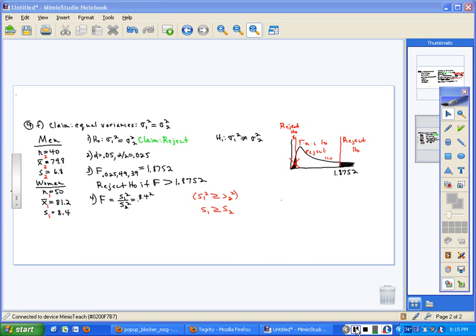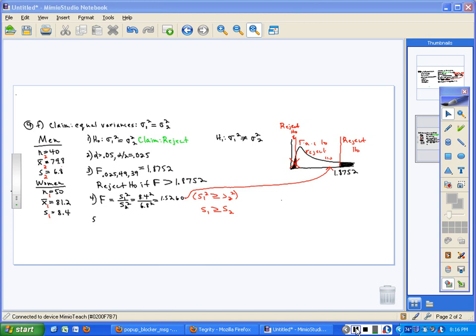Okay, so that's going to be 8.4 squared divided by 6.8 squared. So this will always have to be an improper fraction. The number on top has to be larger than the number on the bottom. And this turns out to be 1.5260. So 1.5260 would be over here. It's not quite large enough to reject.